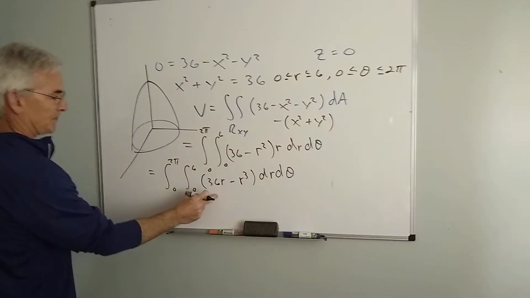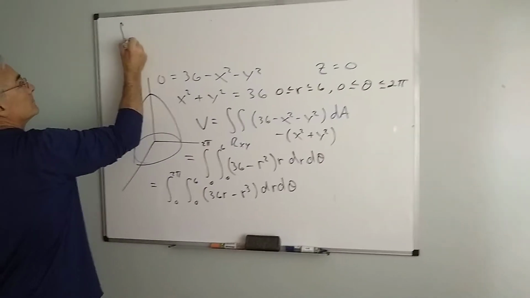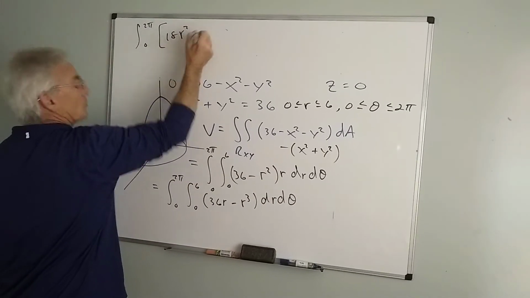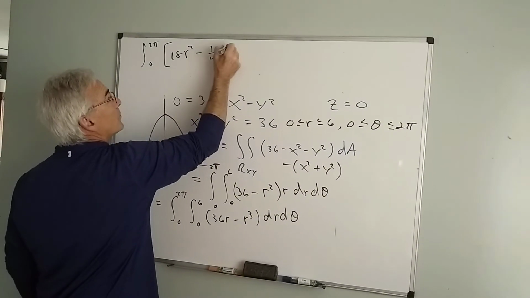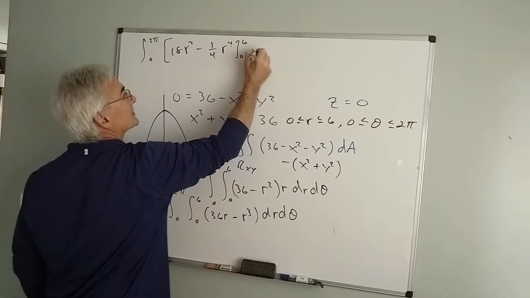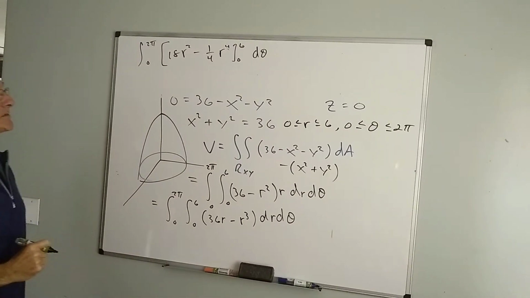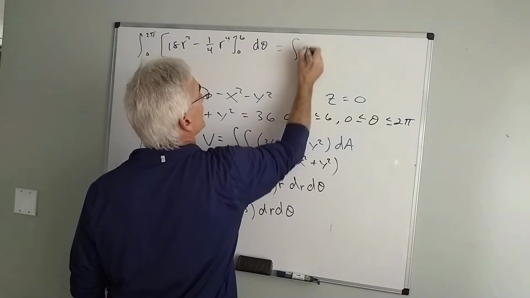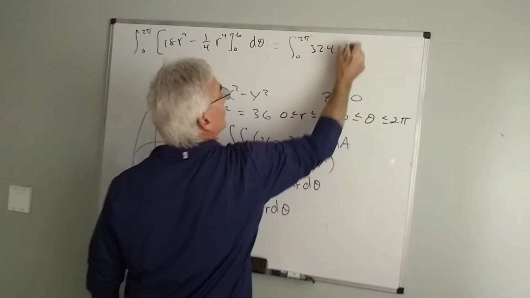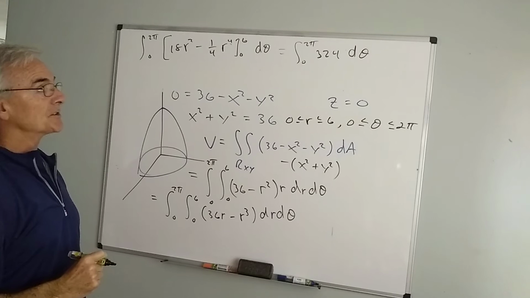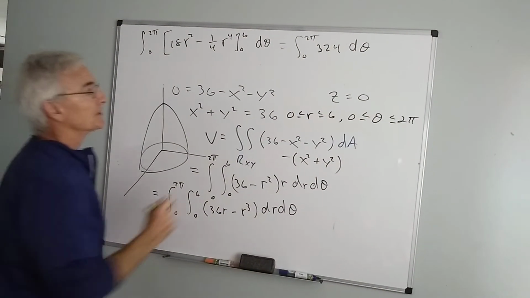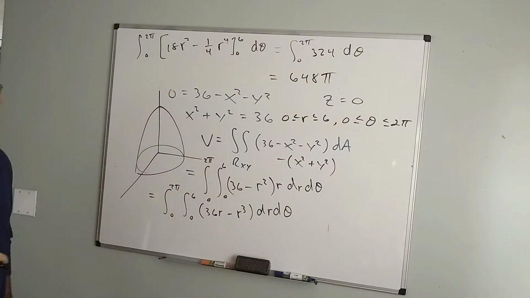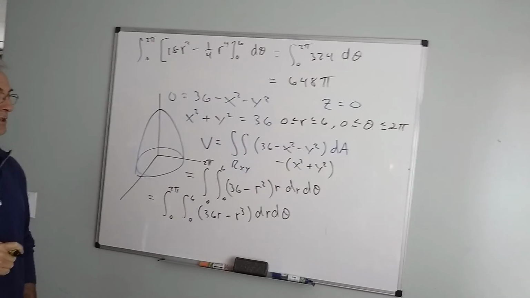So if I integrate this with respect to r, then we will get 18r squared minus 1/4 r to the 4th, from 0 to 6, d theta. So simply evaluating that at 6, we find that is equal to 324 d theta. Again, a constant integrand. I just simply multiply it by the difference in the limits, and that will be 648 pi. Again, a fairly simple integral if I do this conversion.